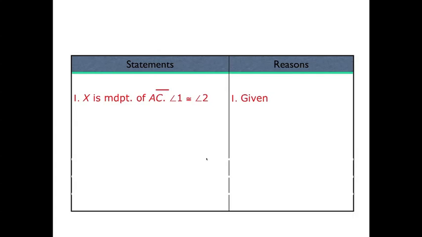So X was the midpoint of AC and 1 was congruent to 2. That was our given. We then used the definition of the midpoint to tell us which pieces of that segment AC had to be congruent, AX and CX. Or actually, it's by the definition of midpoint, so we should correct that. Let me do that real quick. So change that to midpoint. Okay, so definition of midpoint is where that actually came from.